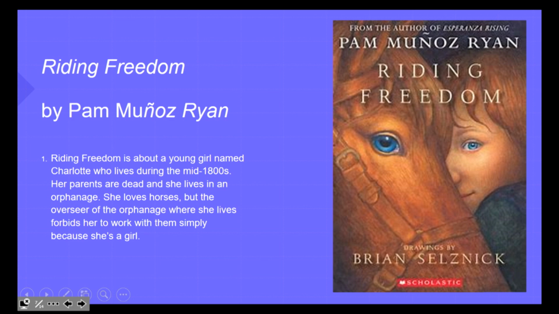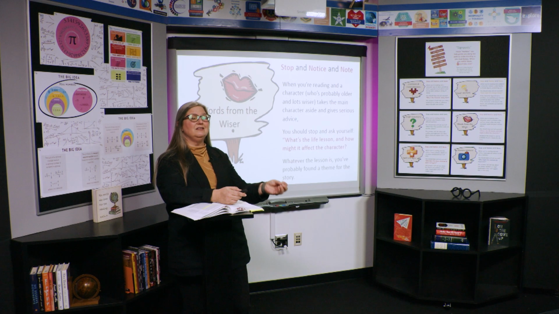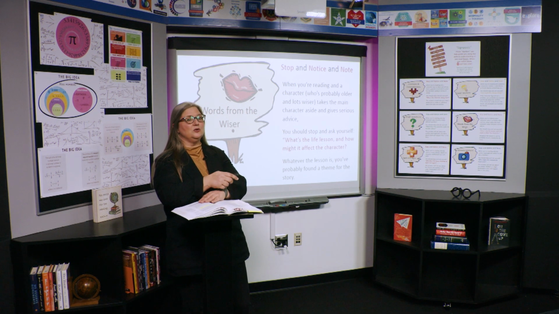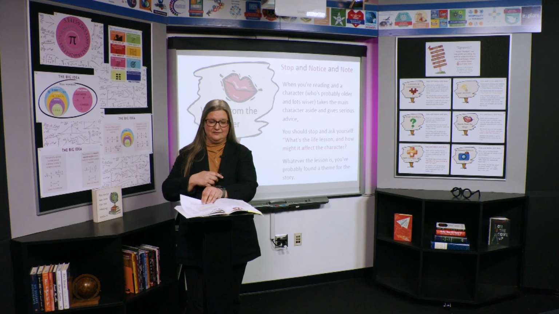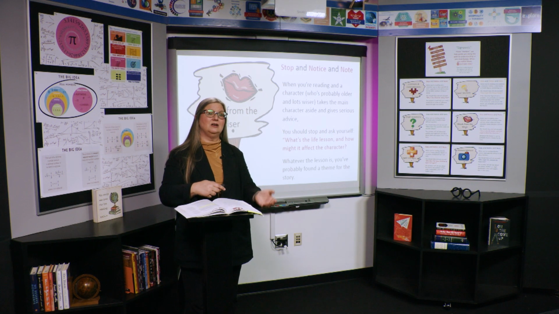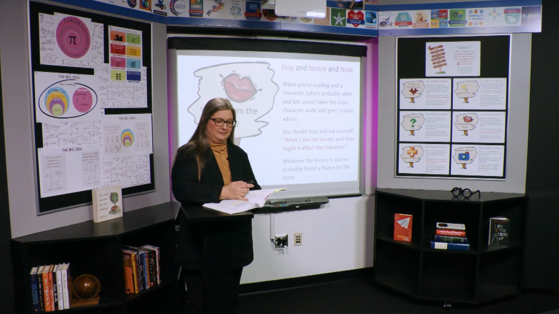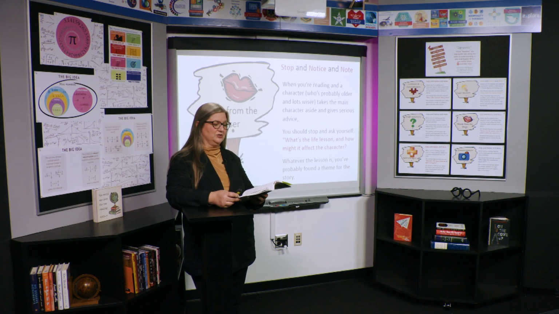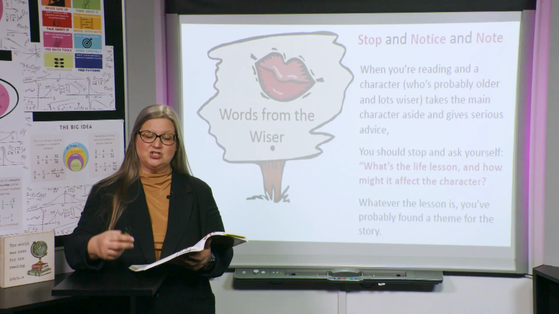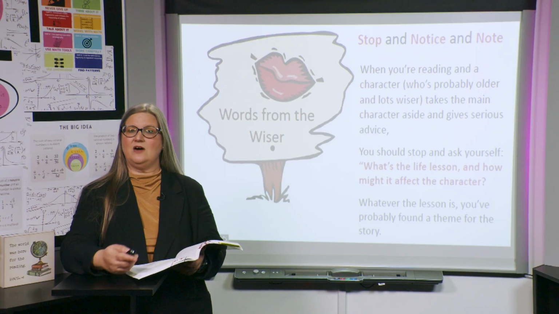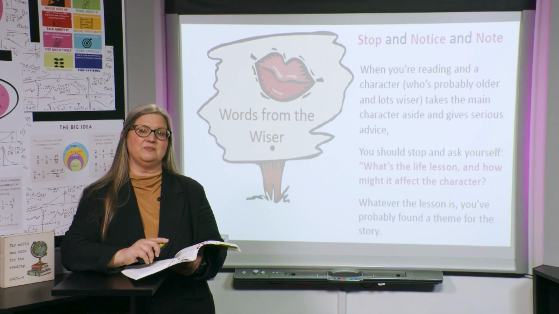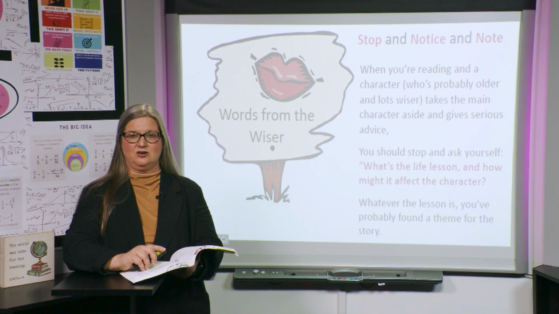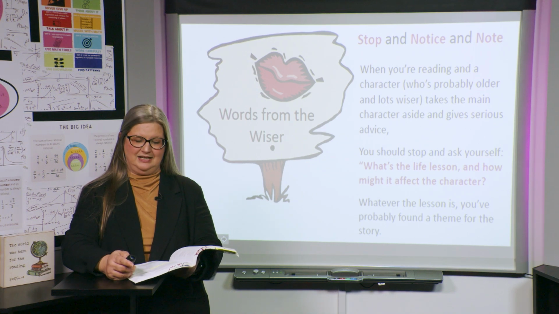We're going to look at that advice and ask ourselves, what is the life lesson and how will it affect the character? And the character in this story is Charlotte. Your teacher should have given you a copy of the text and you'll have it in front of you. So follow along as I read, and we will look at this scene where she's working with an older and wiser adult, and his name is Vern, and she's talking about escaping from this orphanage, and Justice is the horse that they're working with. So again, follow along as I read, and we will listen for that wise advice, and then we'll ask ourselves that anchor question. What is the life lesson, and how might it affect the character?